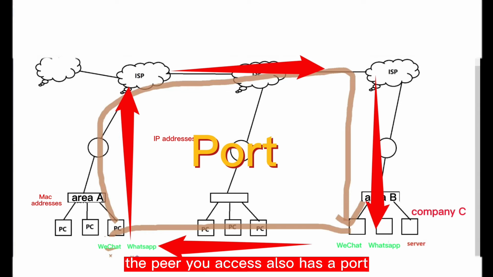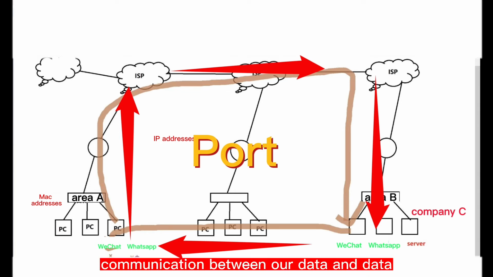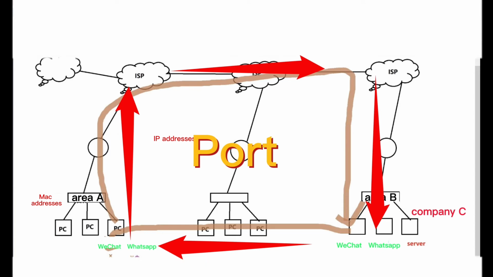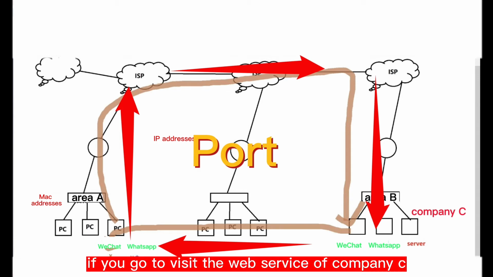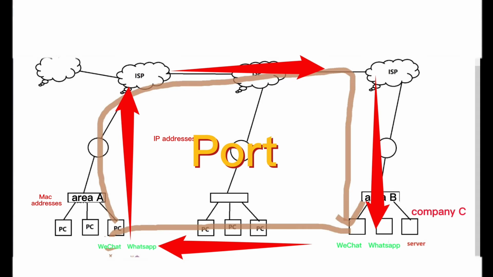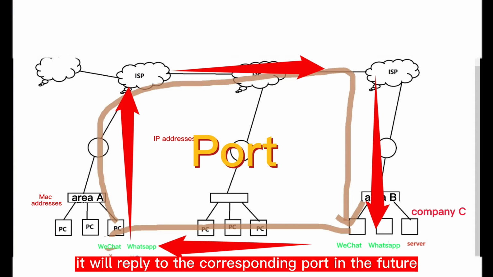The peer you access also has a port. Communication between our data and data, each layer must be parameter equivalent. For WeChat and WhatsApp, their ports are also fixed. For example, if you visit the web service of Company C, you are actually accessing port 80 (HTTP) or 443 (HTTPS) of Company C. It will reply to the corresponding port in the future.